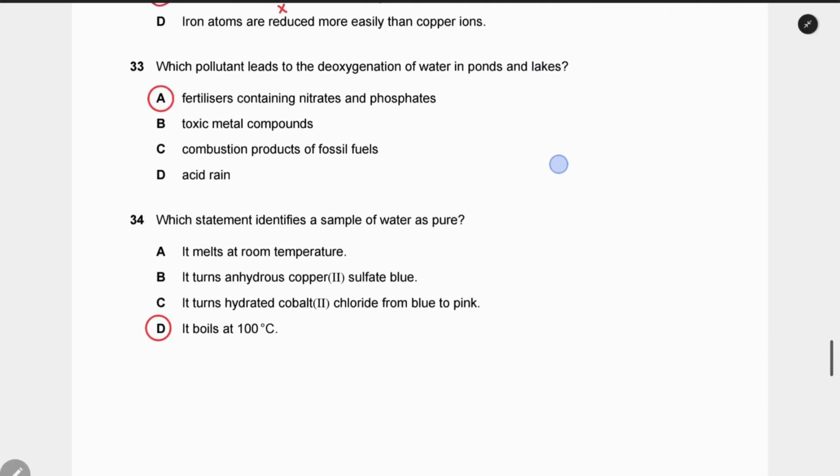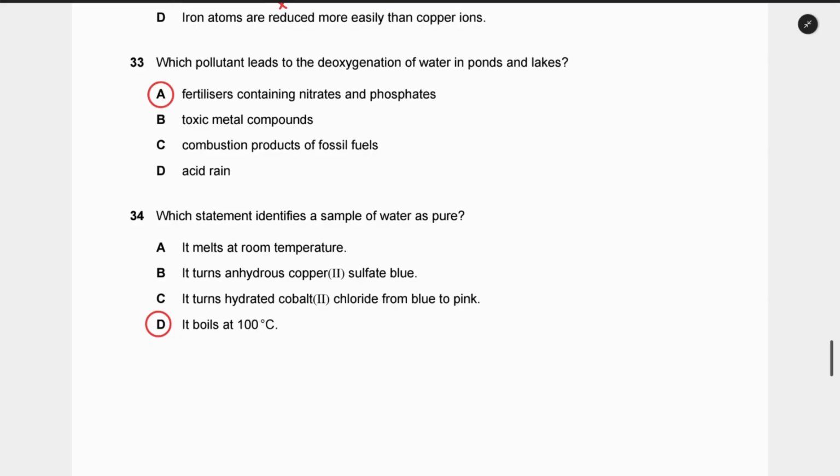Okay. Which statement identifies a sample of water as pure? So it melts at room temperature. No, we cannot identify with this one. It turns anhydrous copper sulfate blue. No. It turns hydrated cobalt chloride from blue to pink, which is also incorrect. So the correct answer is it boils at 100°C.